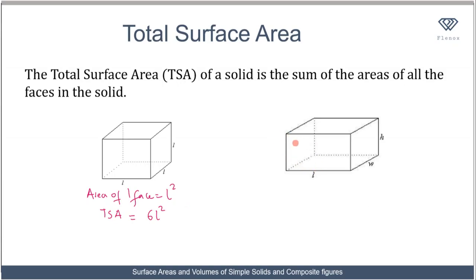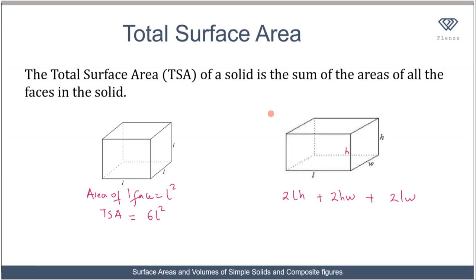For the face facing front, the area is length times height, LH, which is equal to the one at the back, so we have 2 LH. Then left and right, we have H times W, which gives the area of the left and right sides, so 2 in the bracket, H times W. Then top and bottom, I have L and W, so 2 times L times W gives the area of the bottom and the top. When I sum these faces together, I get the total surface area.